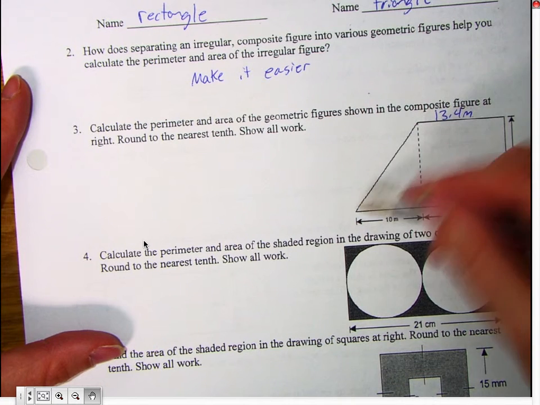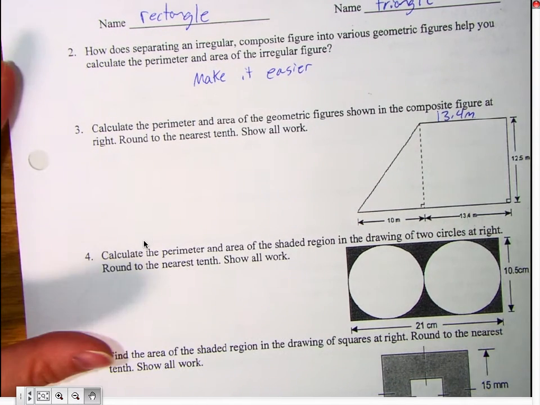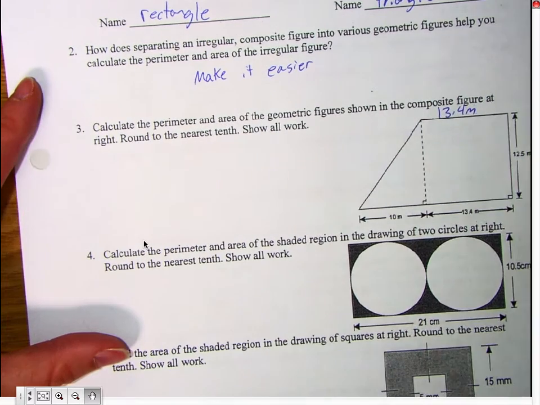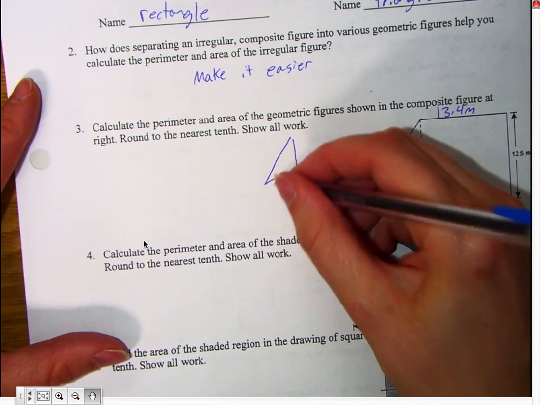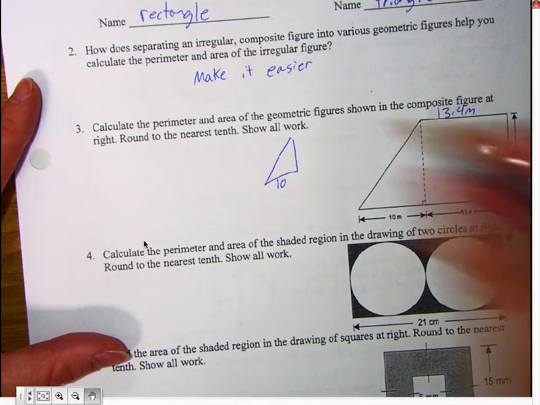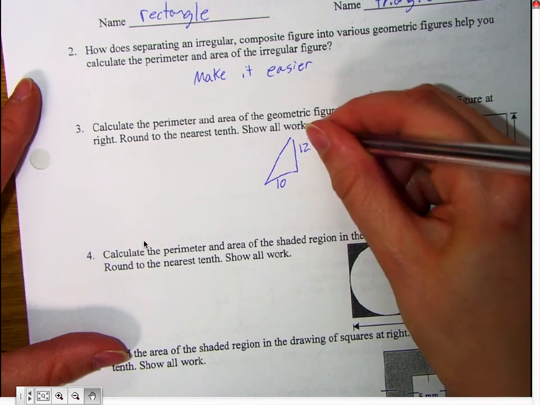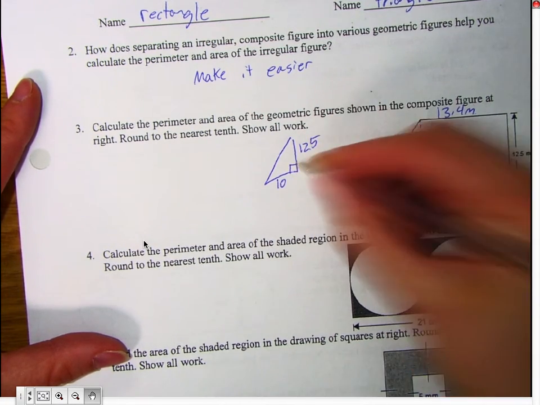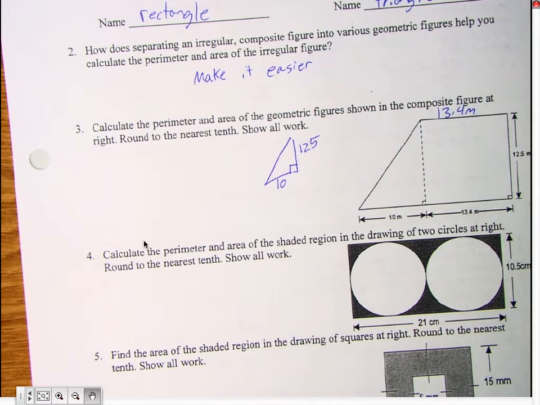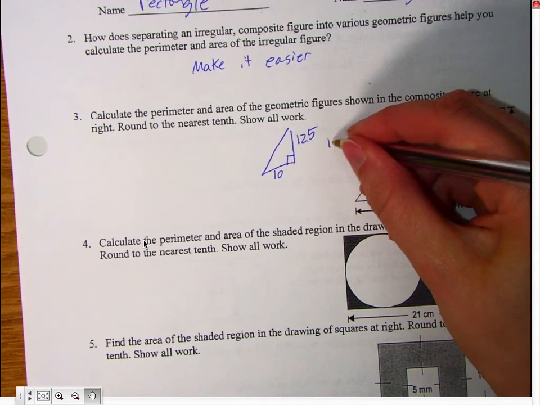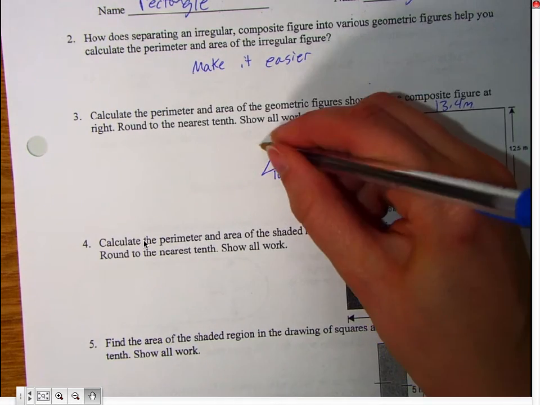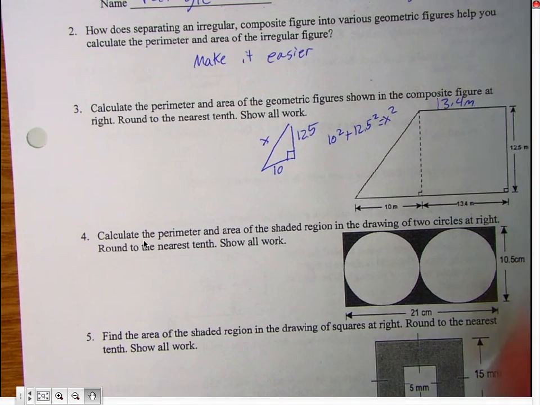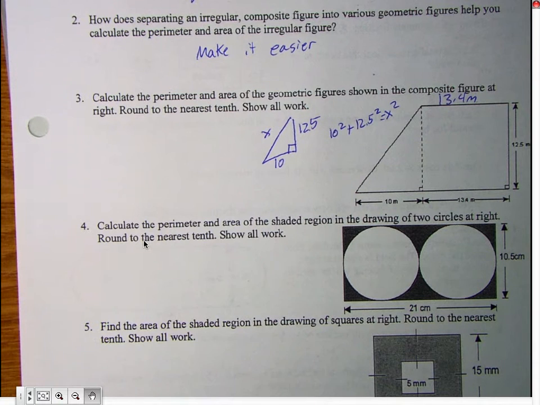So here's the hard part. I don't know this slanted part of my trapezoid. So I'm going to break it into a triangle where I know the bottom is 10. I know the side length is 12.5. I know it's a right triangle, so what am I going to use in order to find it? Pythagorean theorem. So I'm going to go 10 squared plus 12.5 squared equals, let's call it x, x squared.